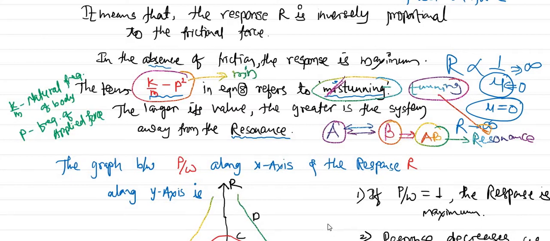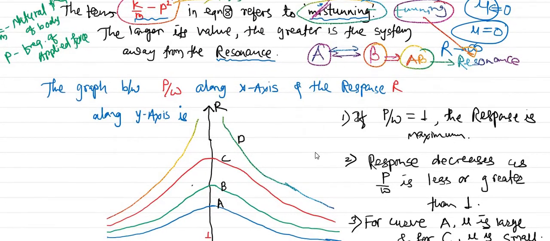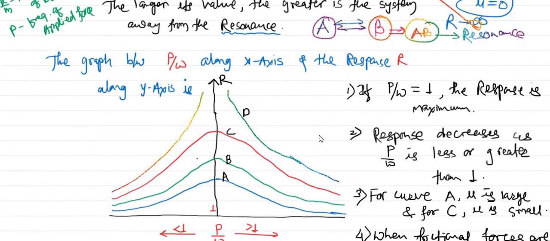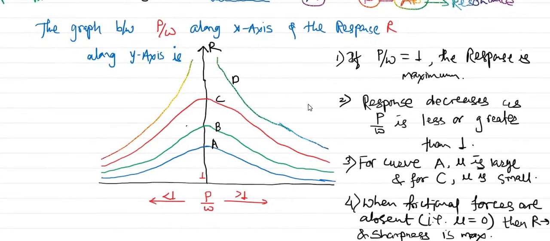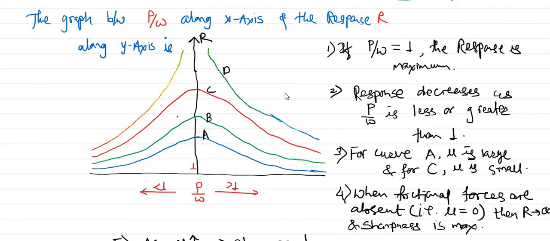Now all of that, resonance, response, everything, we will show by the graphical method here. Let us plot the graph with p by omega along the x axis. So I have taken p by omega along the x axis and the response R along the y axis. Okay, in the graph you can see the lines are not exactly straight, just adjust for that. So R, the response, is on the y axis, and p by omega is on the x axis.